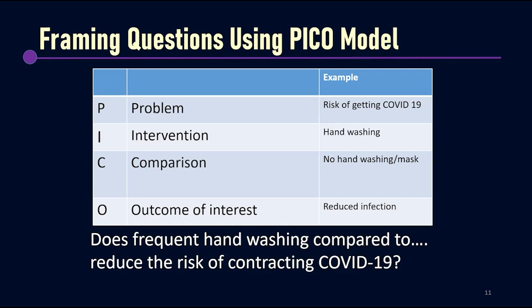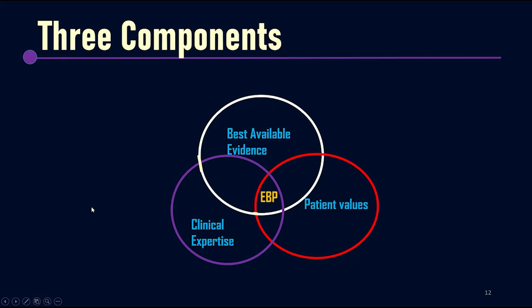Evidence-based medicine has three components: clinical expertise, best available evidence, and patient values. What do you mean by clinical expertise?